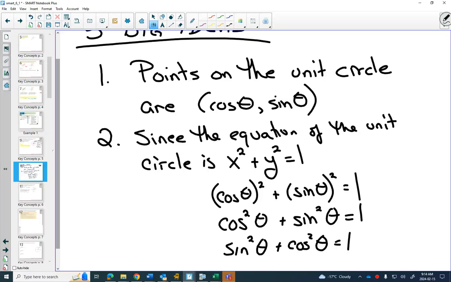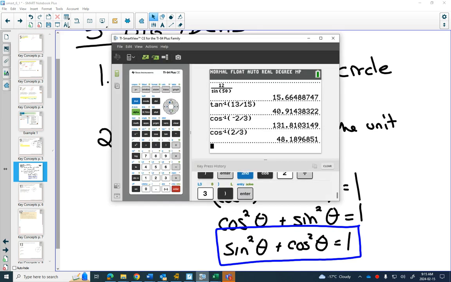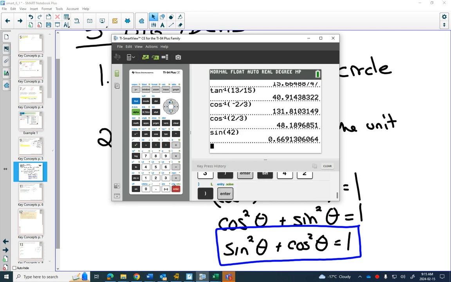So here is big idea number 2. Put a blue box around it. Sine squared theta plus cos squared theta is equal to 1. Mental math, what does this mean? Okay? How good is your mental math? What is sine of 42 degrees to 10 decimal places? Anybody? No. Right? Sine of 42 to 10 decimal places, it doesn't even.